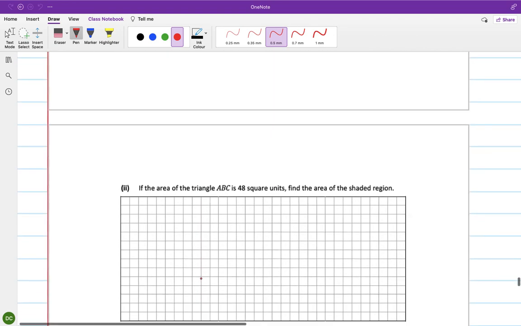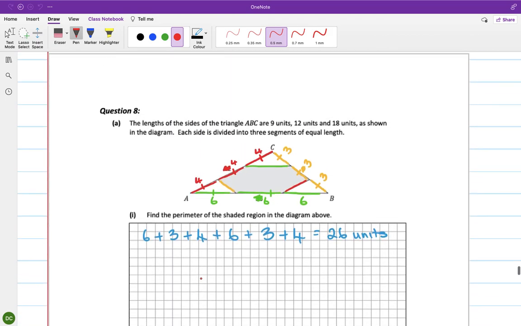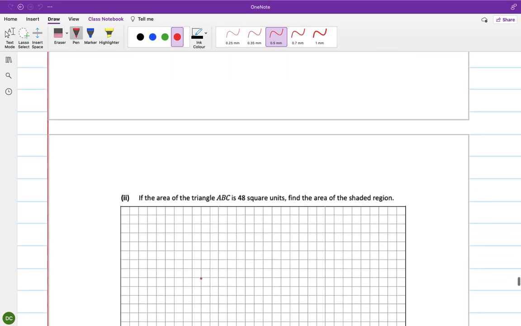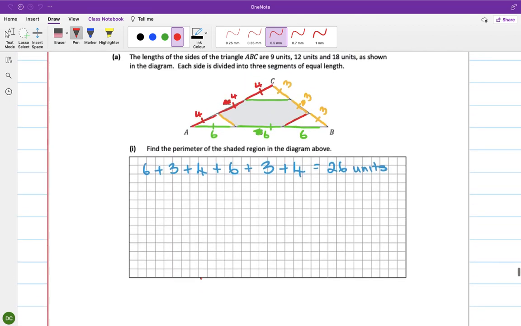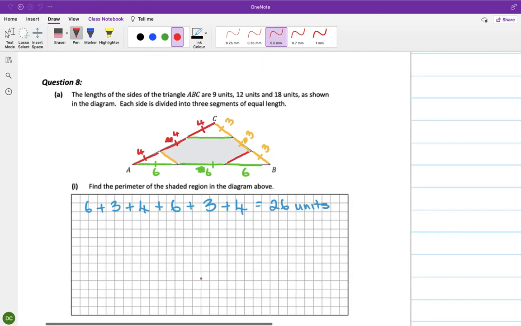Okay. If the area of triangle ABC, which is the big triangle, is 48 square units, find the area of the shaded region. Okay. So we know the 3 little baby triangles are the same, so we can figure one of them out. We can just multiply by 3.